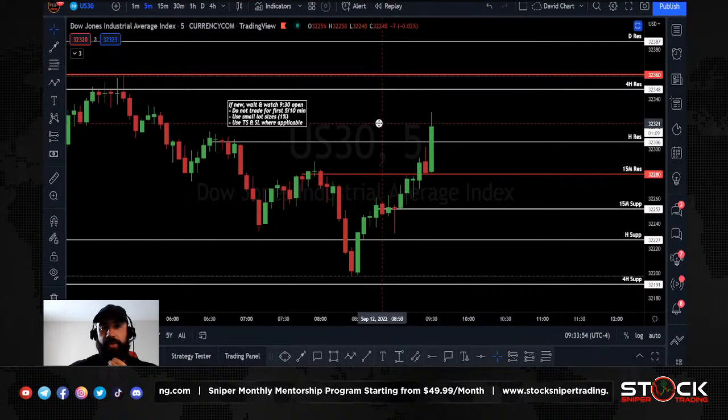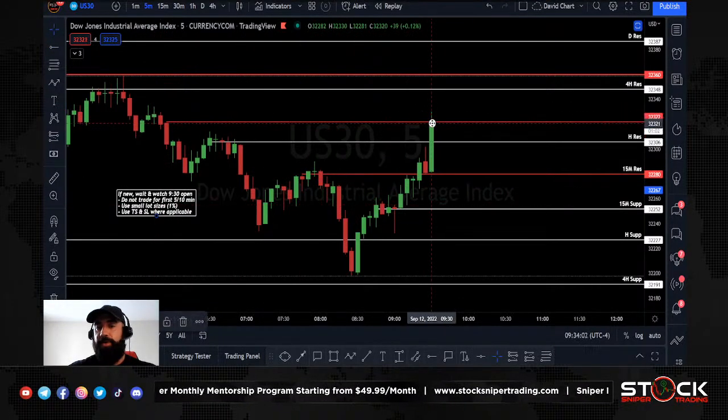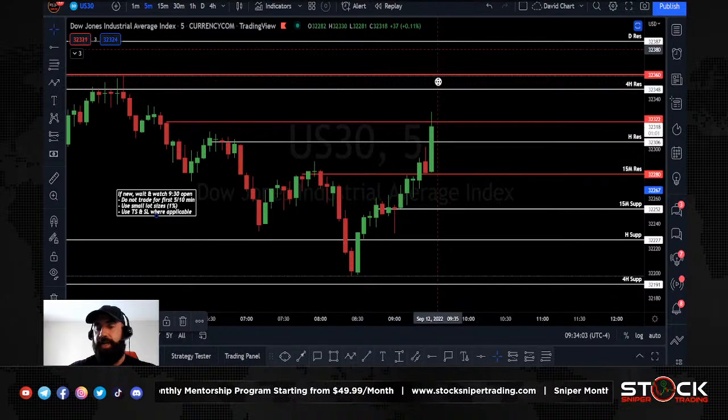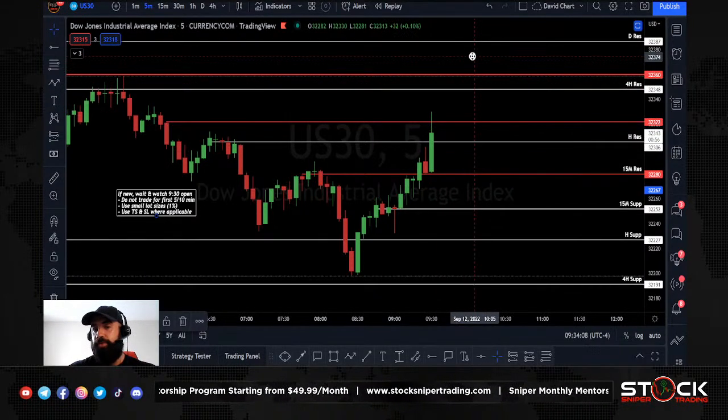Okay, we're at that critical level to the left. You can see a wick and the body closure. That's why we're getting rejected right now. Okay, so if we close above there, guys, it has a nice opportunity to get a continuation up to at least the 4-hour and probably 32360.